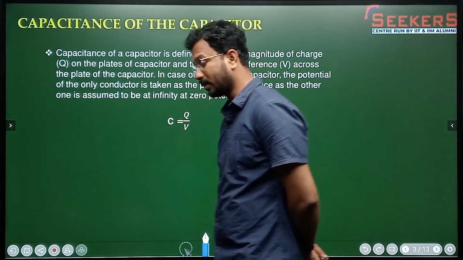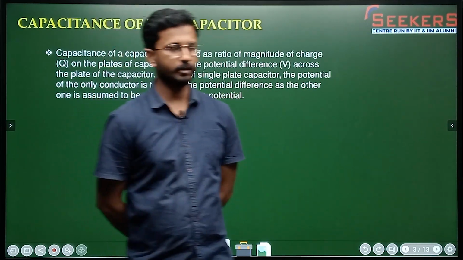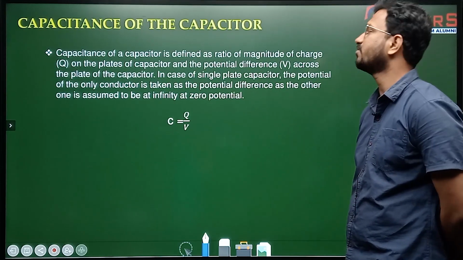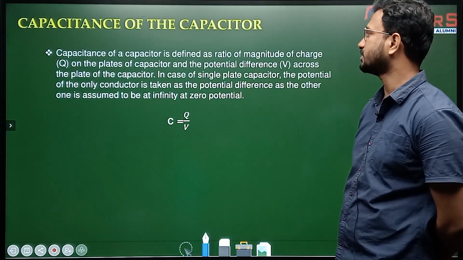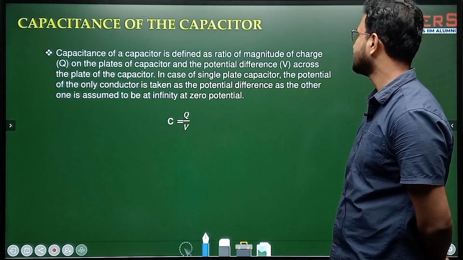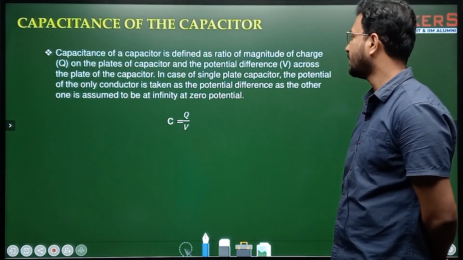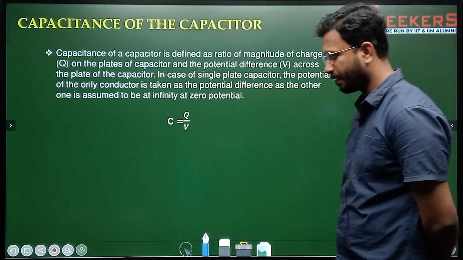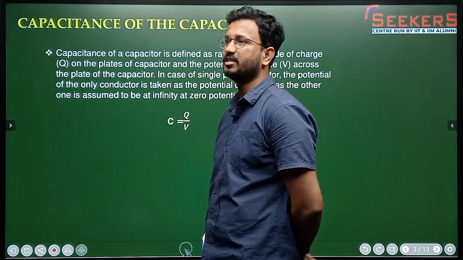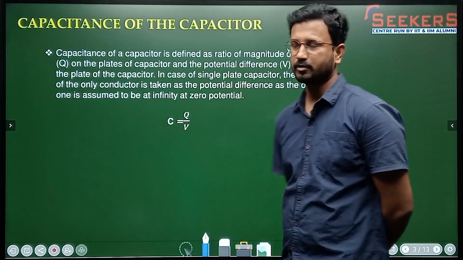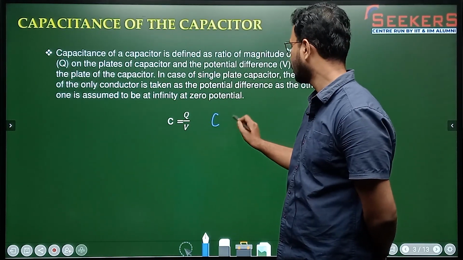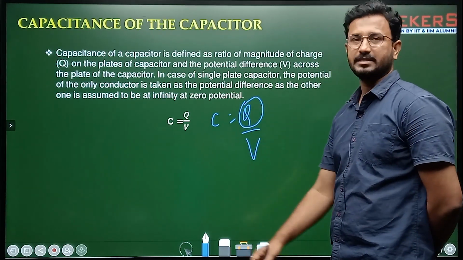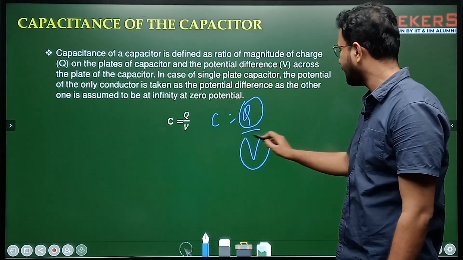capacitance of a capacitor. What is the capacitance of a capacitor? Charge per unit potential difference. As you can see here, C is equal to Q by V. Capacitance of a capacitor is defined as the ratio of the magnitude of charge on the plates of the capacitor and the potential difference across the plates. How much charge it can hold per unit potential difference. Q is the charge on the capacitor and V is the potential difference between the plates of the capacitor.